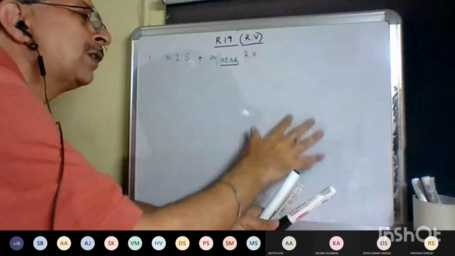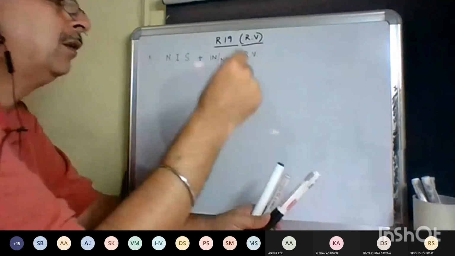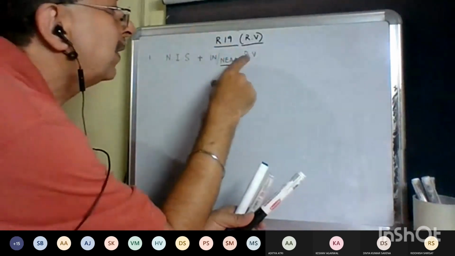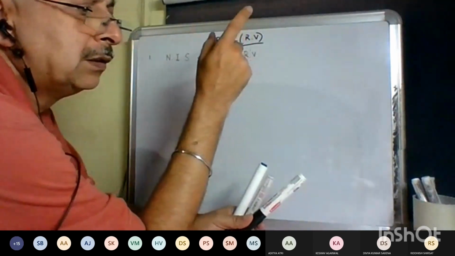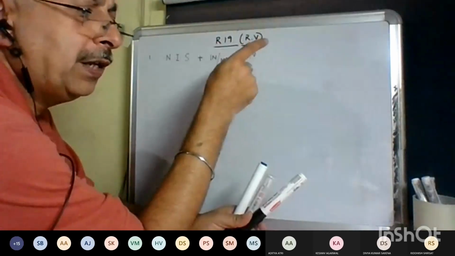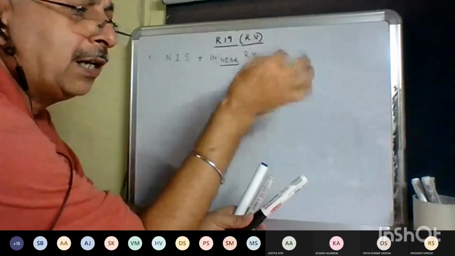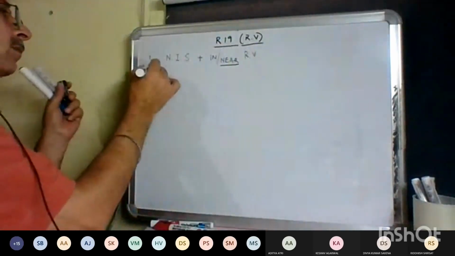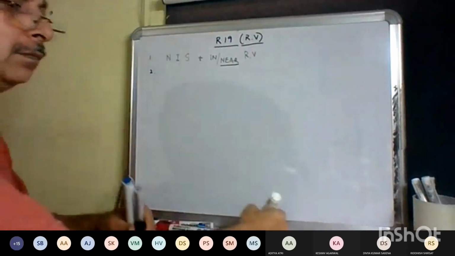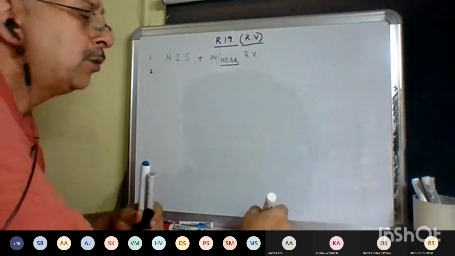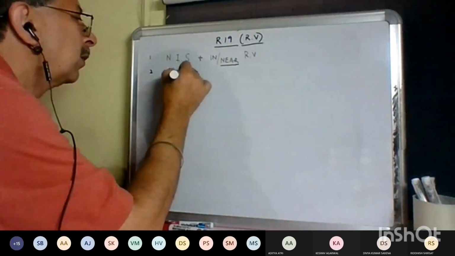So irrespective of the distance, it is immaterial. The fact remains that if the vessel is in or near an area of RV, Rule 19 applies. Rule 19 continues to apply, is what we are trying to say.